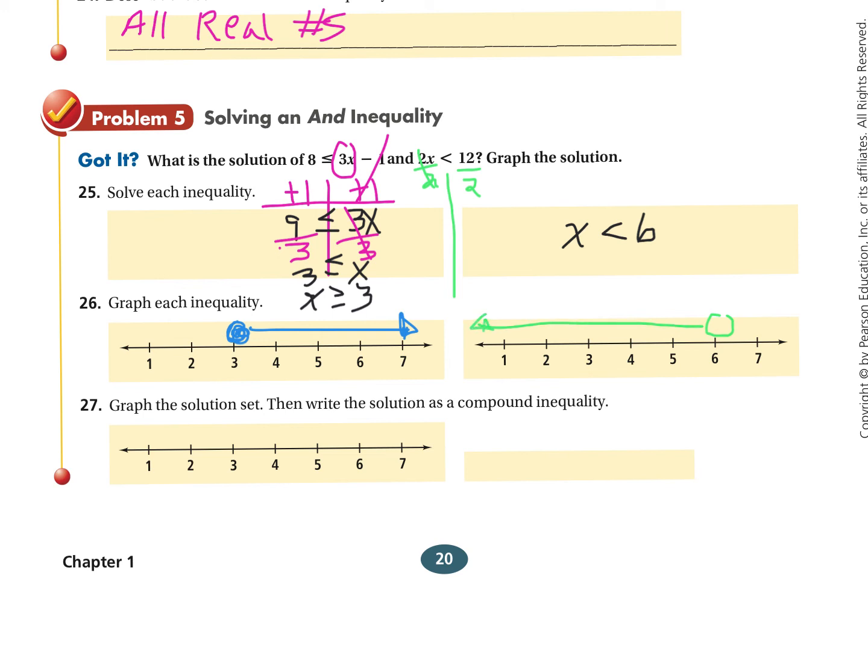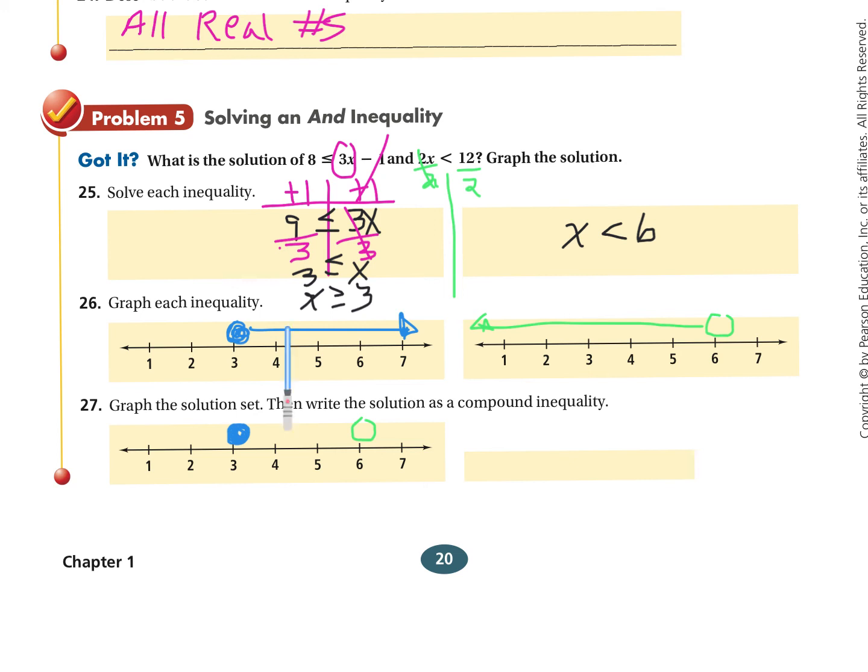Now we want to put these graphs together. So we have two different boundary points. One boundary point at 3. So here's our closed circle at 3. And one boundary point at 6. Here's our open circle at 6. We only want what overlaps.